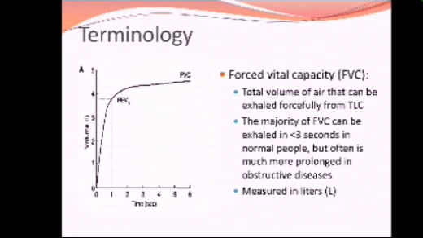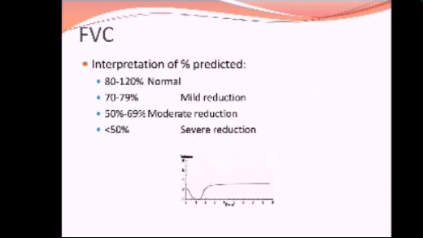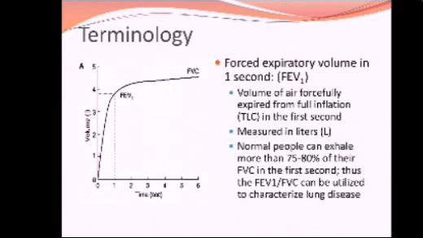So forced vital capacity, which we need to check, is the total volume of air that can be exhaled forcefully from the lungs. Forced vital capacity of 80 to 120% expired is normal, 70 to 79% is mild reduction, 50 to 69% is moderate reduction, and less than 50% is severe reduction.